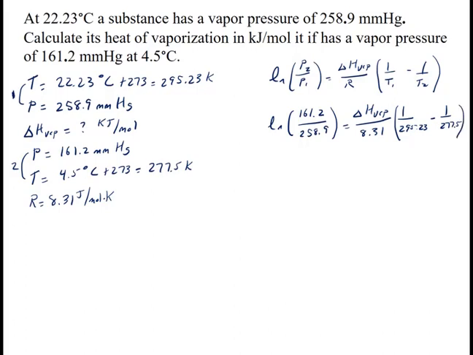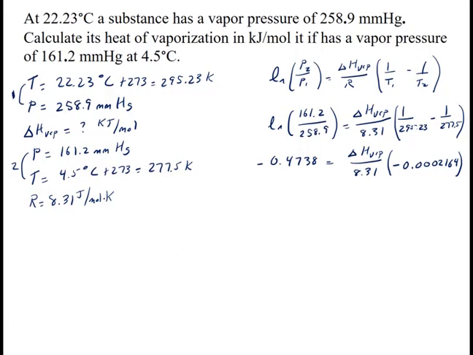Okay, this time I have both the numerator and the denominator, so I did this as all one calculation. I just put in simply natural log parentheses 161.2 divided by 258.9 close parentheses, and I got a negative 0.4738. The delta H of vaporization over 8.31. Okay, when I do the parentheses here, I get a negative 0.0002164.